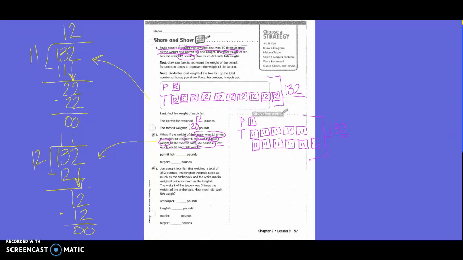Okay, so we did our drawing over here, and then we took 132 divided by 12 because we had a total of 12 boxes. The permit fish we said would have 11, and the tarpon fish would be, we have 11 times 11, so what would that be? 132. What do you guys think? That's 11 times 12. What's 11 times 11? 121.